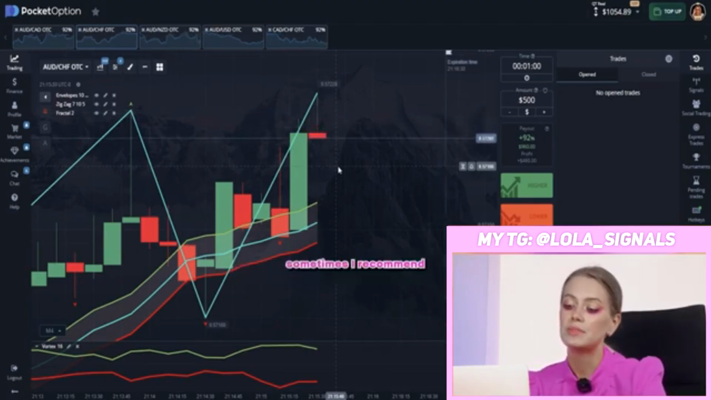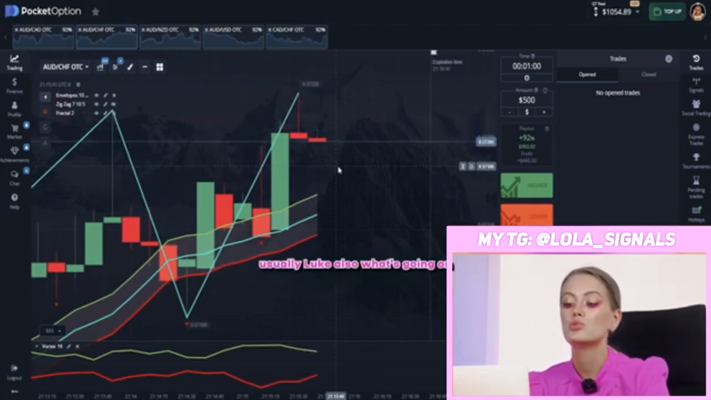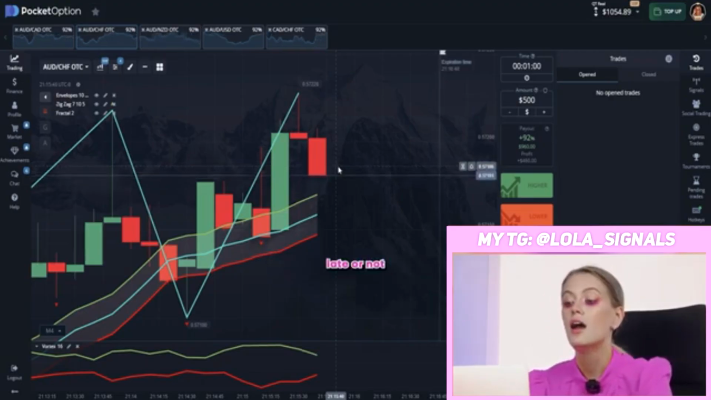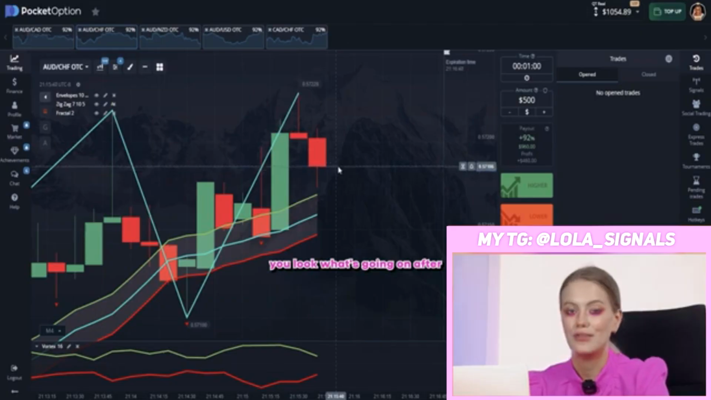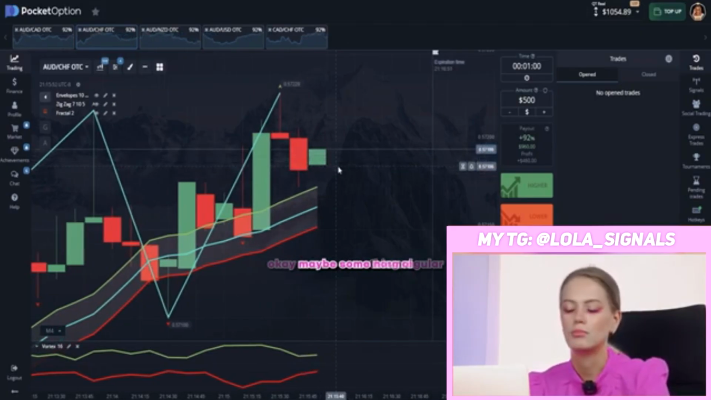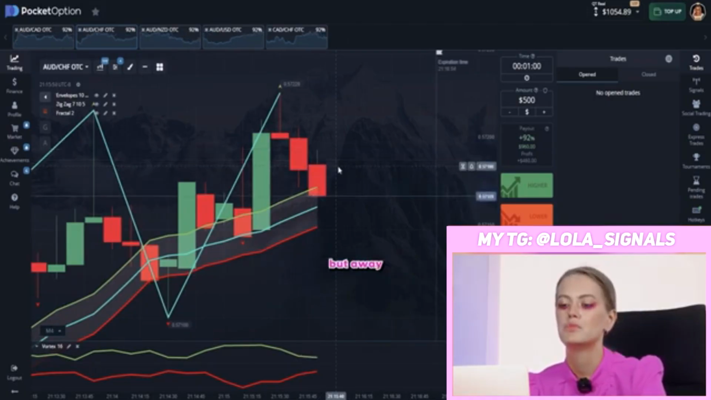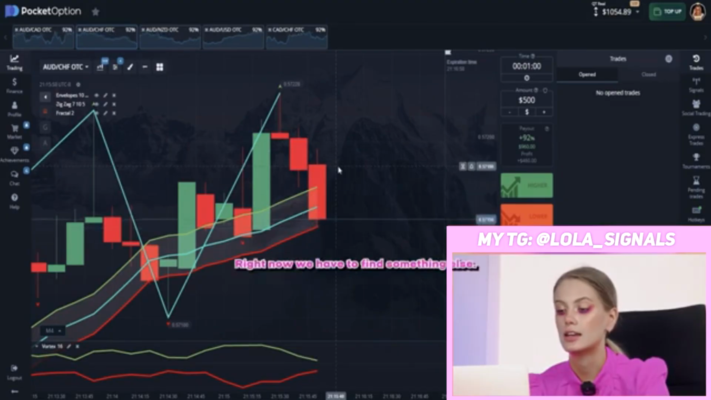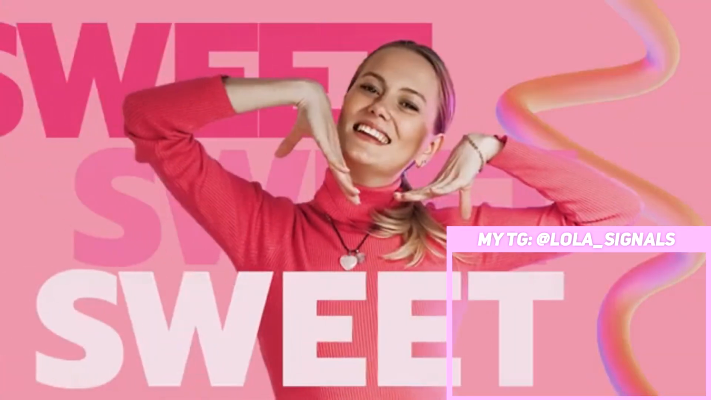And that's why sometimes I recommend you usually also look at what's going on after you place your bet, whether it's played or not. You look at what's going on after, just to be prepared, okay, maybe it's something irregular, maybe it's not normal. By the way, it will be really useful if you're just on your way of study. Okay, right now we have to find something else.